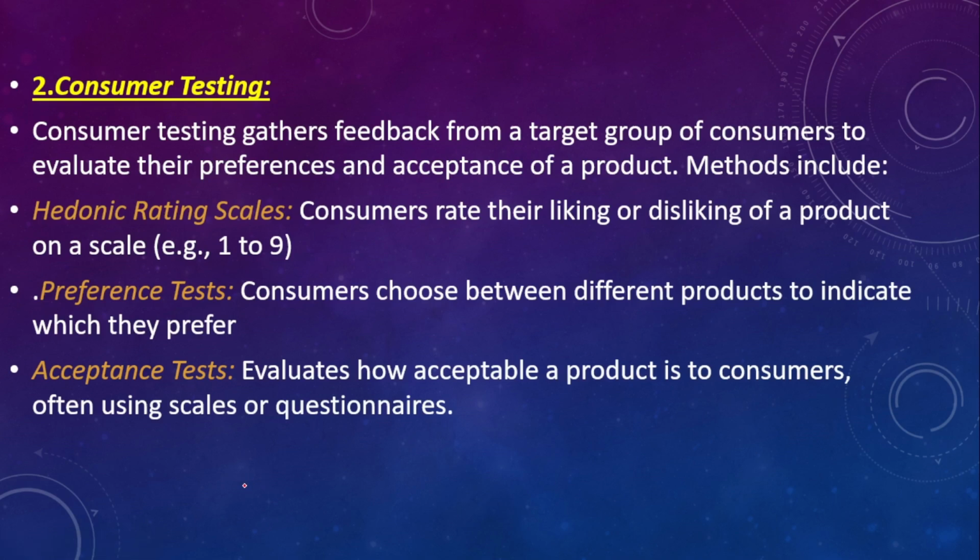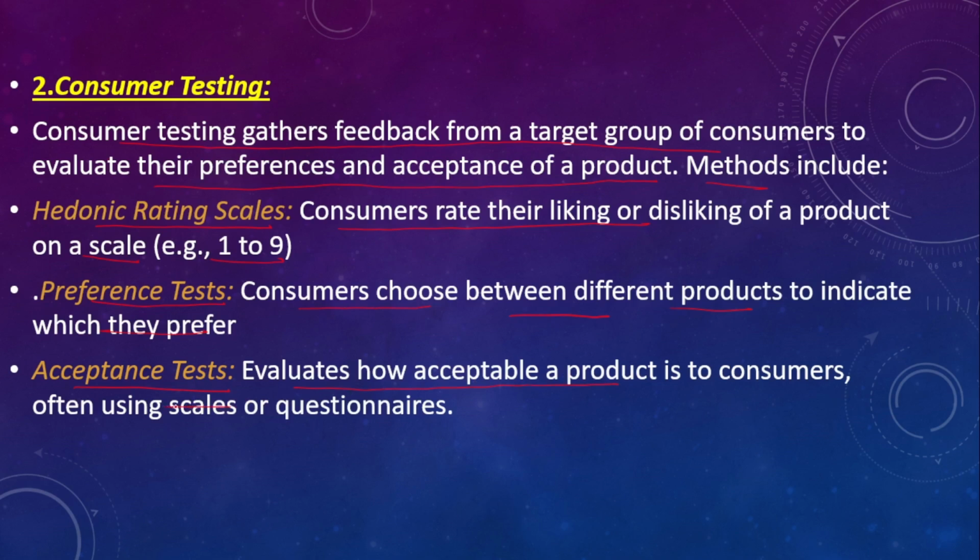What is consumer testing? Consumer testing gathers feedback from a target group of consumers to evaluate their preferences and acceptance of the product. There are three methods. Hedonic rating scales: the consumers like or dislike the product on a scale, for example 1 to 9. Then the preference test: consumers choose between different products to indicate which they prefer. And the acceptance test evaluates how acceptable a product is to the consumers, often using scales and questionnaires.